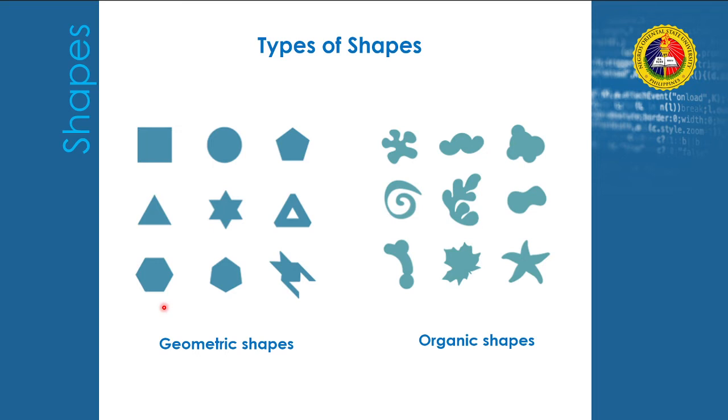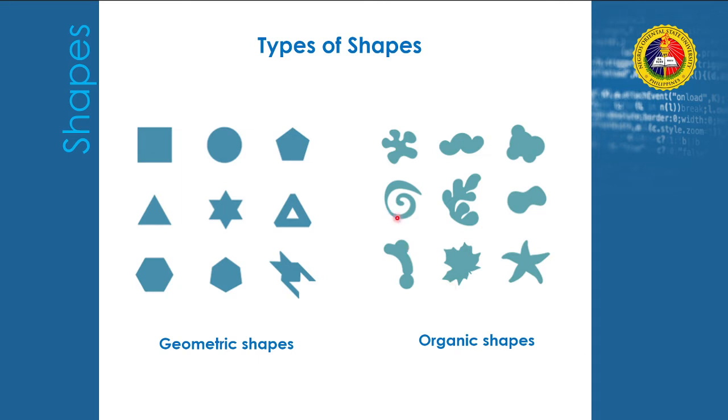ruler, compass. So let's say, for example, for us to create a square, we have to use a ruler or some kind of measurement tool for us to be able to create four straight lines that are connected to each other, right? We'll also be using a compass to create a circle. Same with the rest of these shapes right here. So whenever you see a shape that can be drawn using measurement tools, that is called geometric shapes.